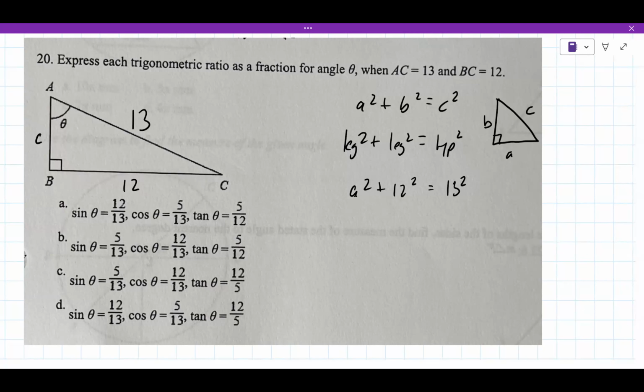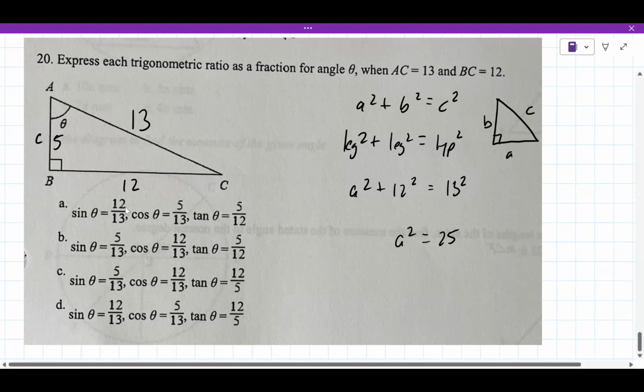And then I would subtract 144 from both sides, which gives me 25. And then I would take the square root, because if you square it, it gets a lot bigger. Which gives me 5. So a squared in this case would be 25, or a, I guess, would be 5. Okay, very good.